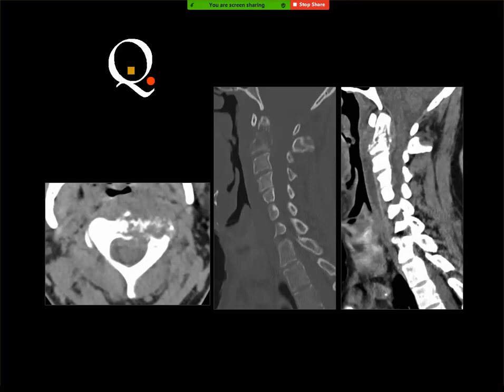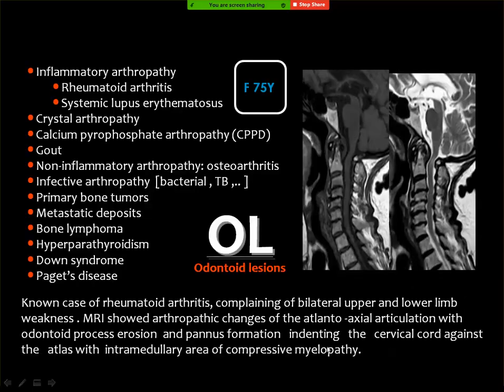Description of a lesion in the odontoid. Yes, we have a lesion in the odontoid process. This lesion is osteolytic, and there is some erosion of the cortex and an extraosseous soft tissue component, as seen in the axial image. Then what are the differential diagnoses of odontoid lesion?